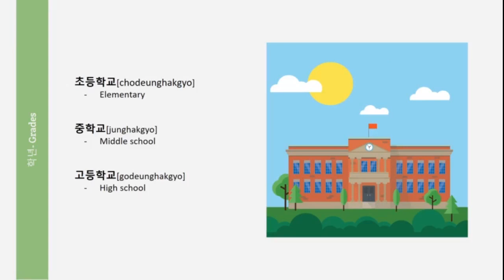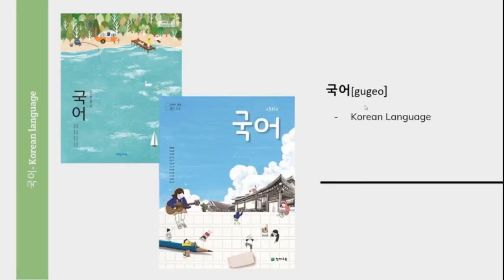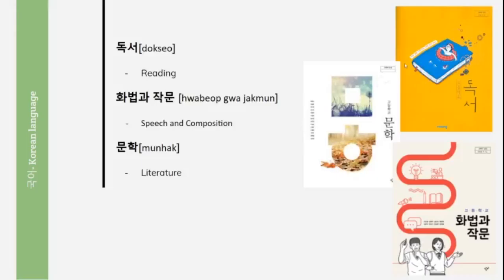Next, we will take a look at the subjects. Okay, first there is 국어. 국어 is learning of the Korean language. There are 독서, which is reading, 합법과 작문, speech and composition, 문학, which is literature. There are these kinds of books in 국어.